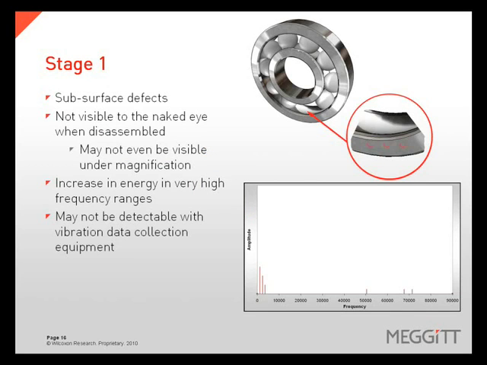There are 4 recognized stages of bearing failures. In stage 1, the defects are below the bearing surface and will not be visible to the naked eye when disassembled. When a bearing reaches stage 1 failure, the energy in the very high frequency ranges will increase, but they may not be detectable with vibration data collection equipment.